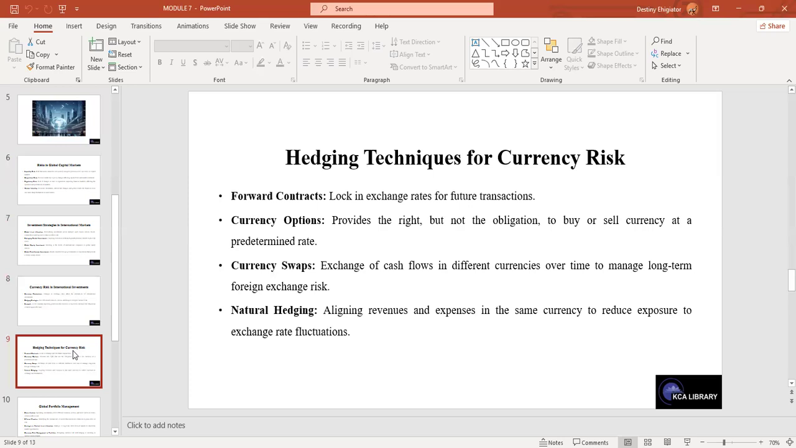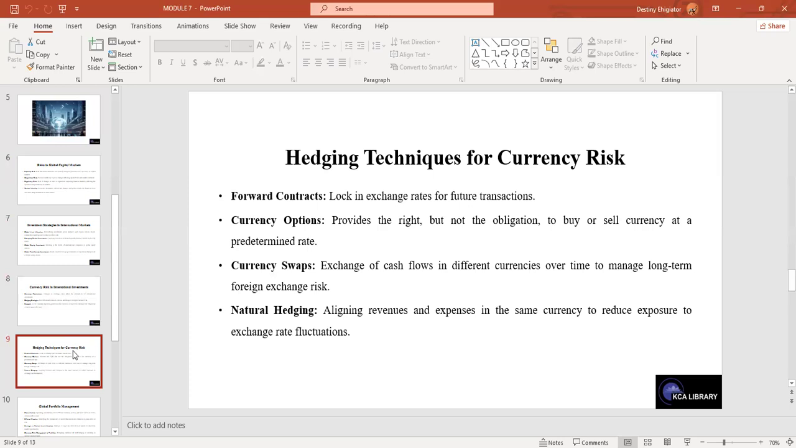Now let's properly look at the hedging techniques for currency risk. We have forward contracts, currency options, currency swaps, and natural hedging. The forward contract locks in an exchange rate for a future transaction. Then currency options provide the right but not the obligation to sell or buy currency at a determined rate.